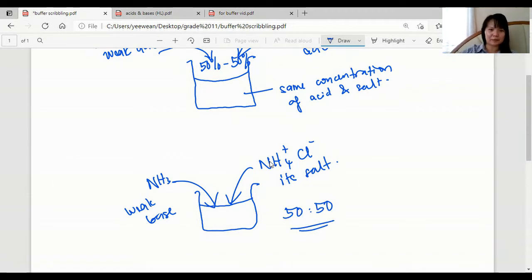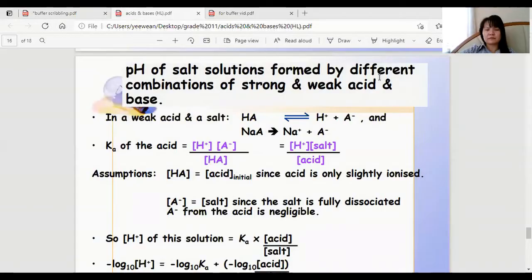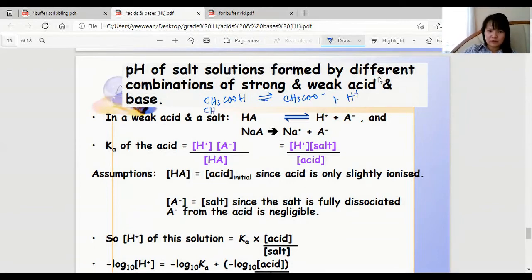Okay, let's see why. A weak acid would dissociate like this. I'm going to use ethanoic acid as my example. So it dissociates to CH3COO- plus H+. And also there's a salt. This will dissociate fully.